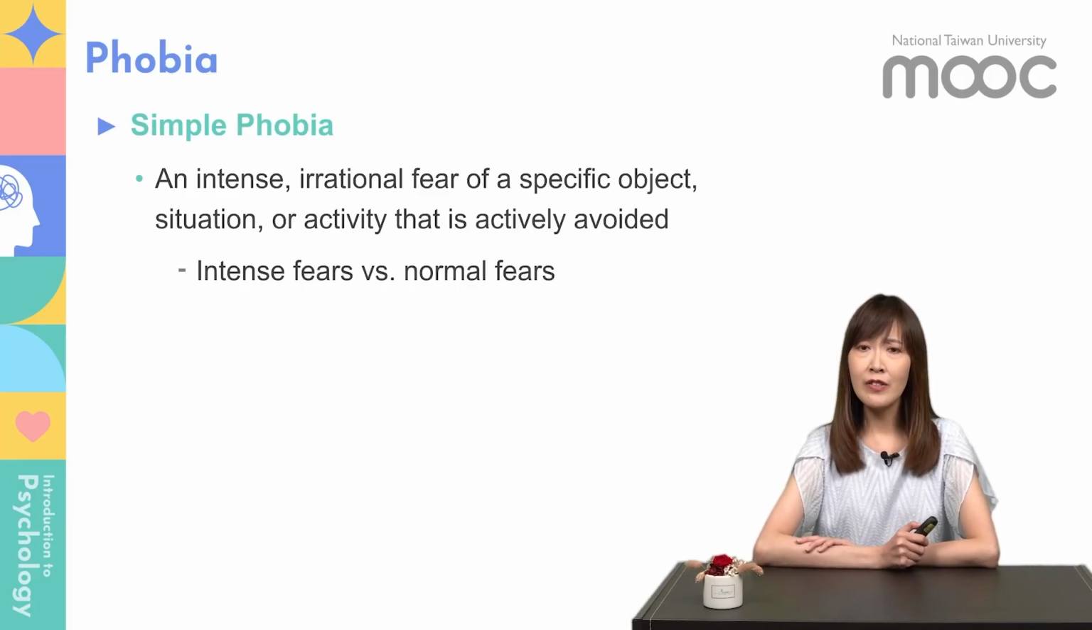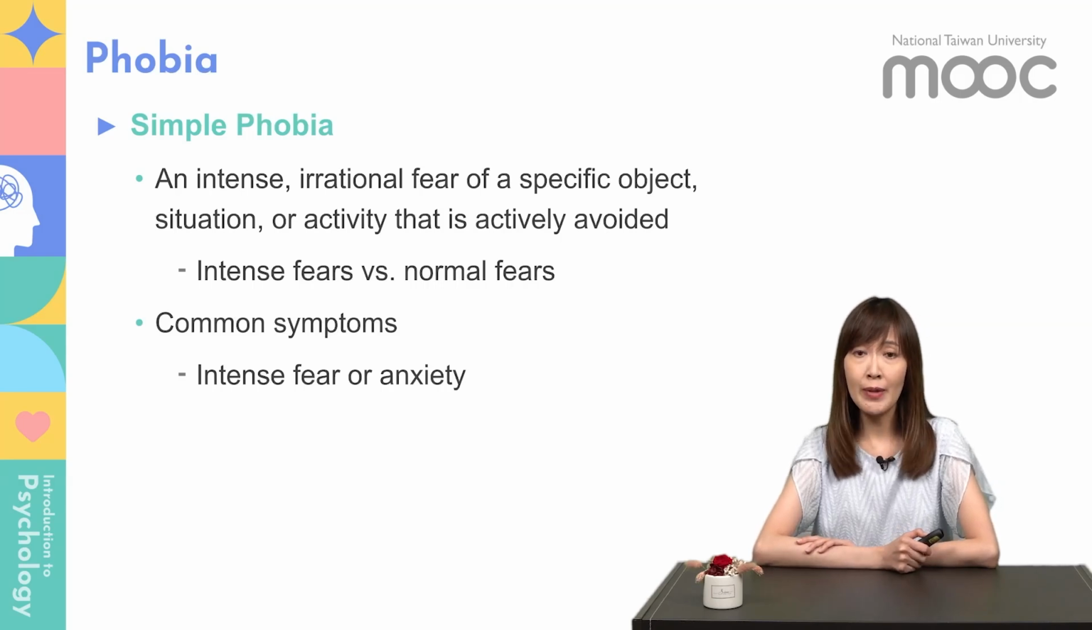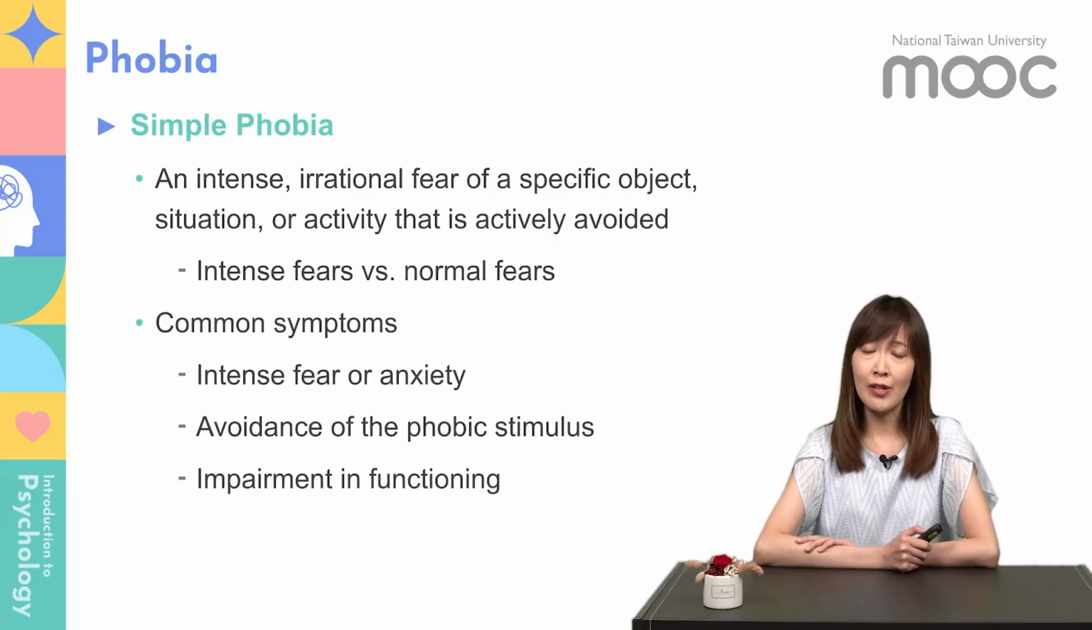However, for some people with the simple phobia, they're afraid of rats. And just by hearing the term rats, they're nervous, they have a racing heart, and they feel that they cannot breathe. And that is the intense fear. So we should know that intense fear is different from the normal fear. People with simple phobia may have intense fear or anxiety, and they will try to avoid the things that they are afraid of. They may also have impairments in their functioning, that they are afraid of the thing to the point that they are not able to function well.